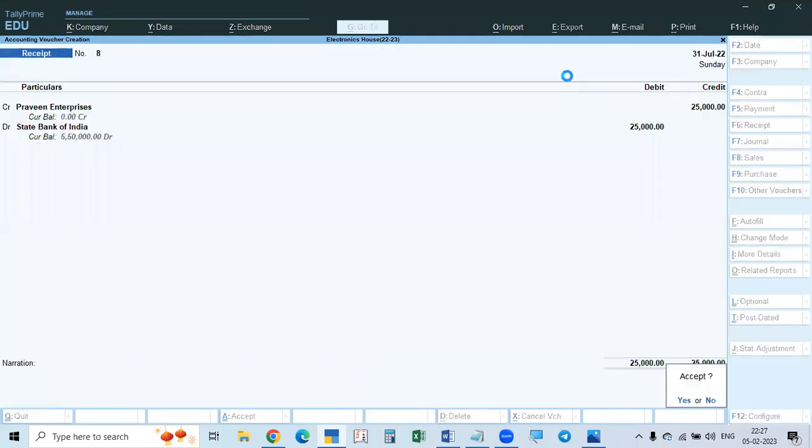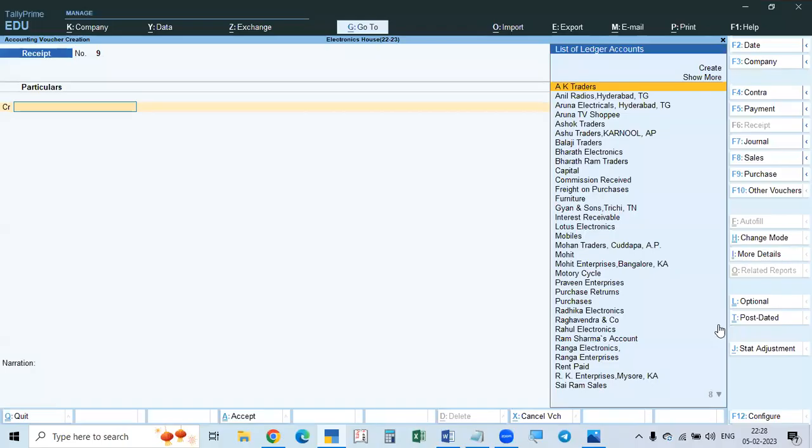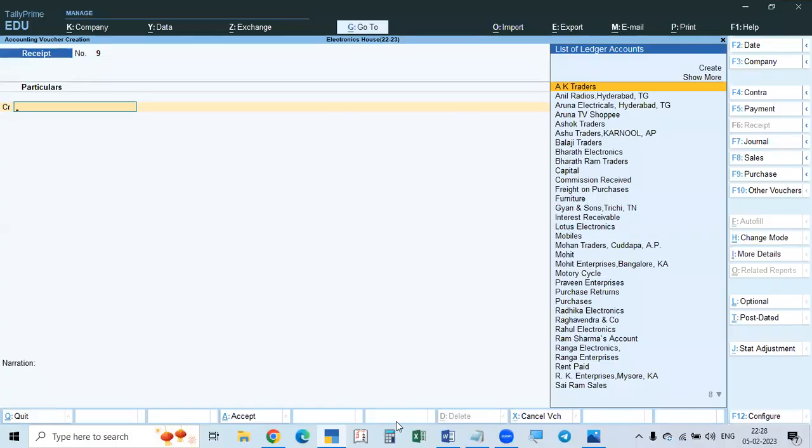We received money. So we sold the goods and we received the check. But on 1st August, the check received from Pravin Enterprises and deposited in SBI is bounced due to insufficient funds in their account. They don't have funds in their account. We have to make the entry for the check bounce. As I told you in the beginning, a check bounce is not a receipt, payment, sale or purchase. So it is to be entered in the general voucher.